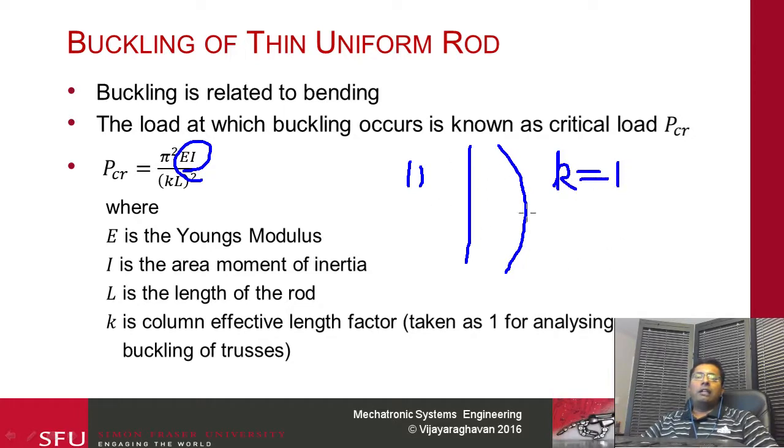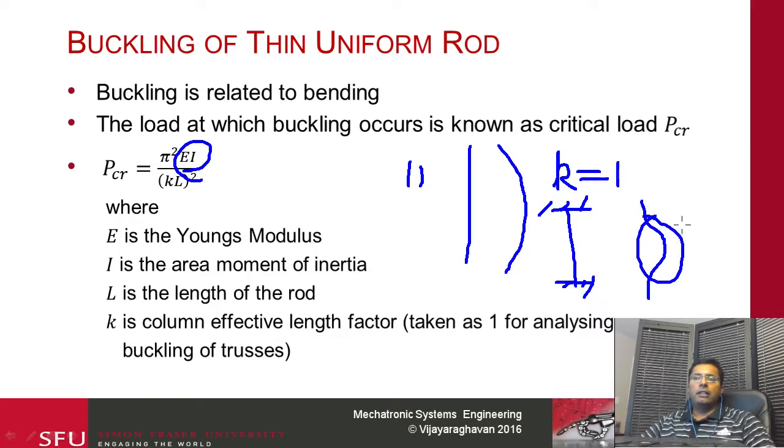If you have a different shape, for instance if it's fixed at both ends, and for some reason it's deflecting, the deflection becomes like this. So we need to figure out an equivalent length, which is going to be this distance. This K helps you relate from here to here, right? We're not going to worry about it too much.